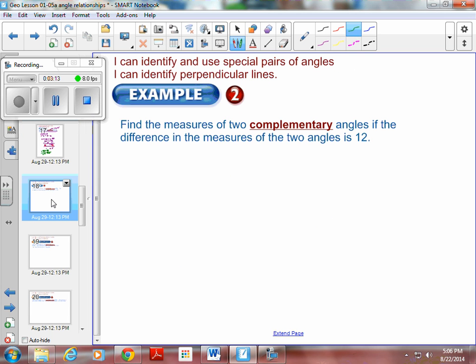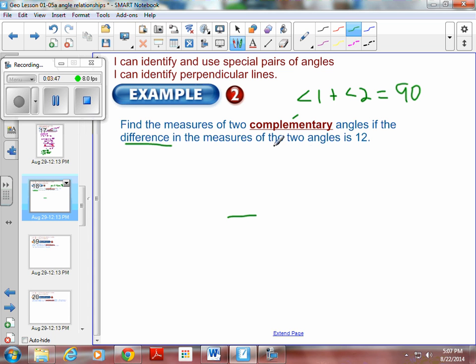Let's try another example here. Find the measure of two complementary angles if, so complementary means that angle 1 plus angle 2 equals 90 degrees, complementary. If the difference of the measures of the two angles is 12. Okay, so when we subtract the angles, we're going to get 12.